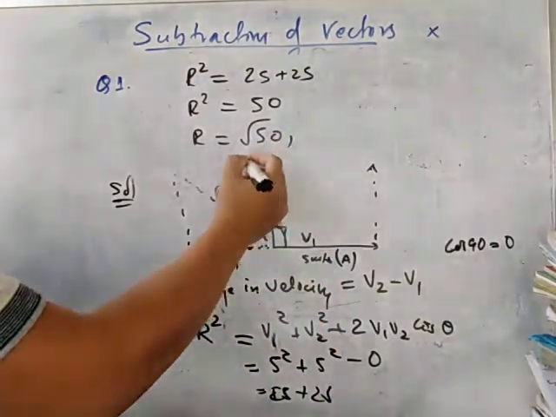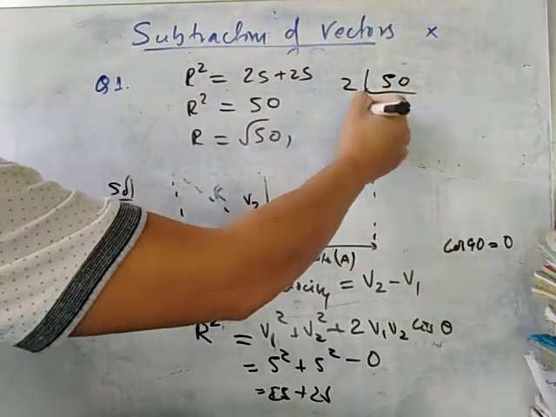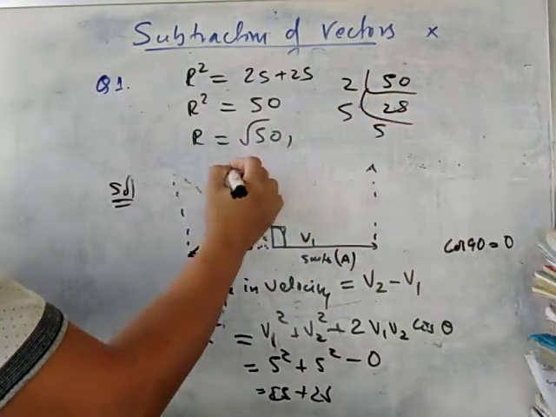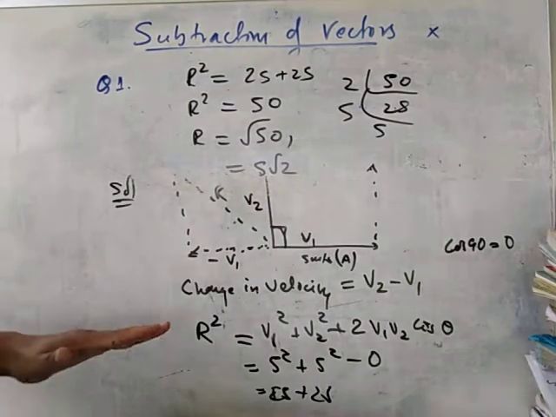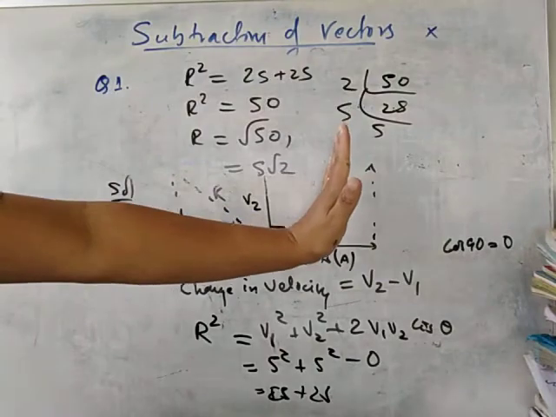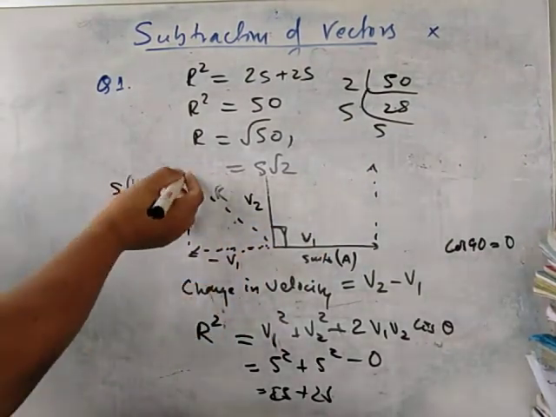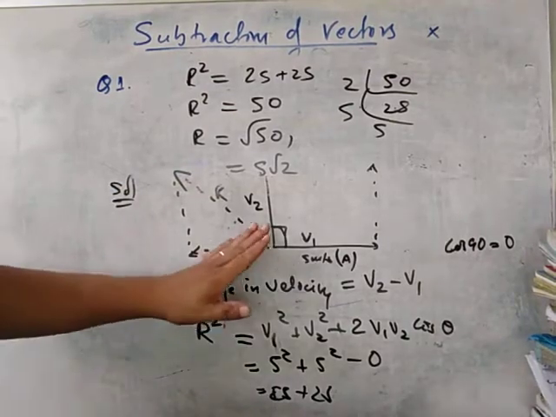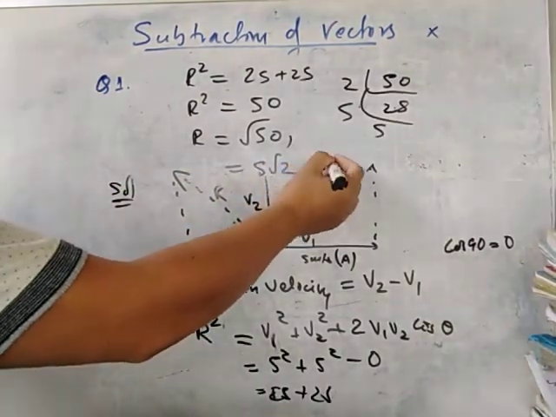How much? Root of 50, line 225, 5 5. So 5 root 2. Now comes the direction, isn't it? East was going, then turned up. So what is the direction? This is the direction, isn't it? So how much? North west, isn't it? Direction would be north west. Clear?